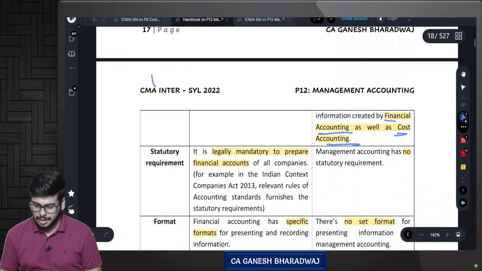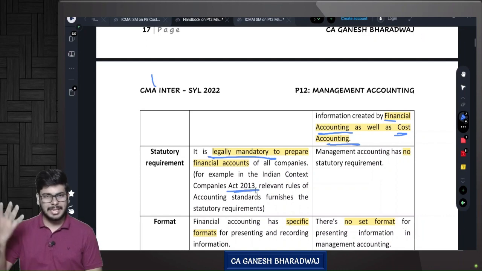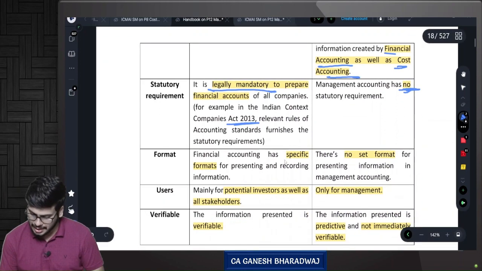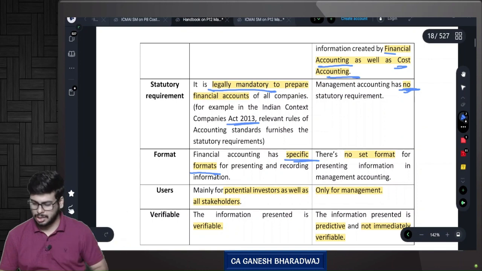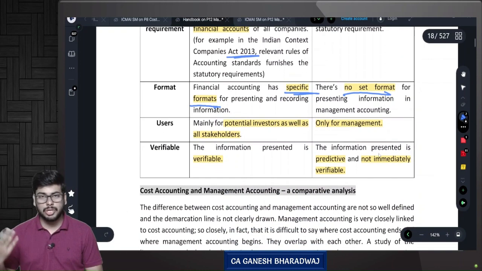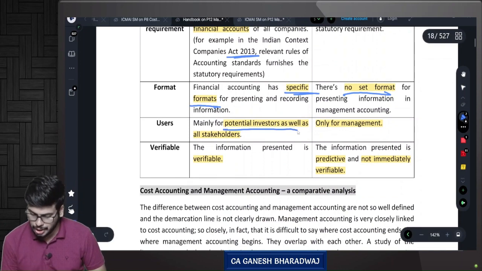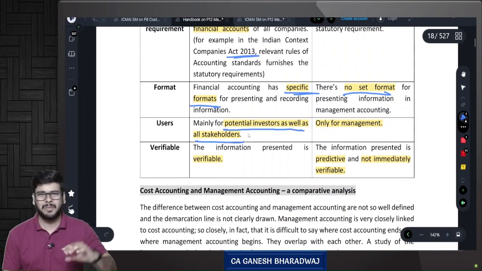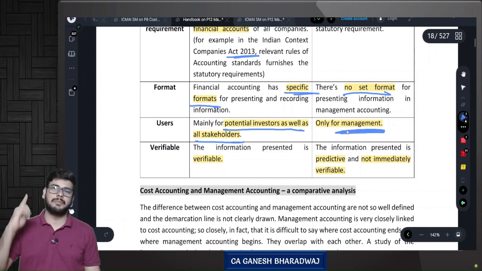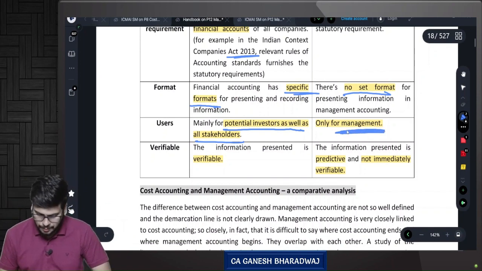Fine. Statutory requirement: financial accounting is legally mandatory. Of course, in the Indian context, it's going to be the Companies Act and the relevant rules of accounting standards. Whereas in the case of management accounting, there is no statutory requirement. Format: yes, specific formats are prescribed in financial accounting. No set formats are there in management accounting. Who are the users of financial accounting data? Potential investors as well as all stakeholders, basically external people. Here it's only and only for the management, internal reporting.